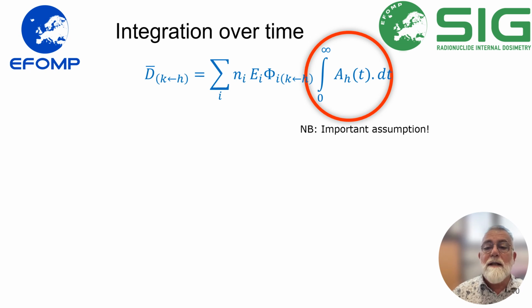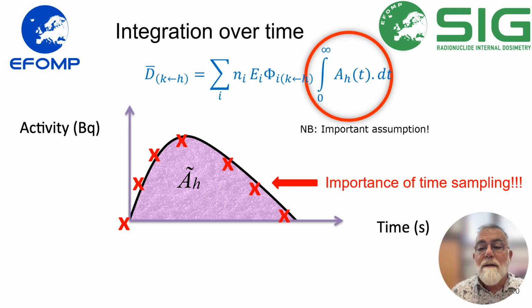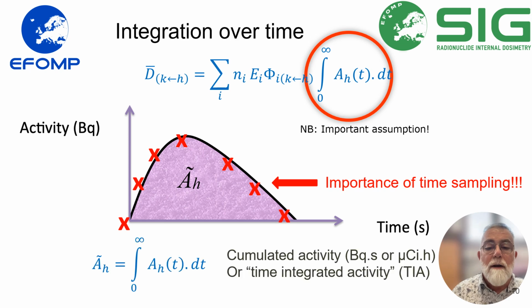It's a very important assumption because we are assuming that, for example, the geometry is not changing, so the specific absorbed fraction is not dependent on time. It may not be the case. So in which case you have to follow the activity in time, and you have to sample to get the time integral of the activity or the cumulated activity. And be careful, obviously, time sampling matters to make sure that you really sample correctly the time activity curve. And you end up by defining the cumulated activity or time integrated activity in becquerel second or microcurie or curie per hour.